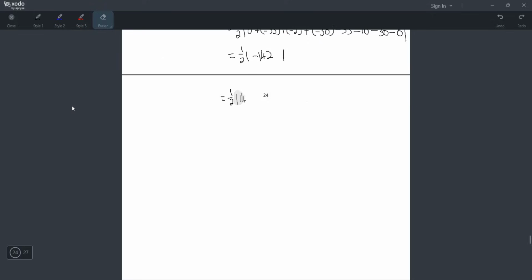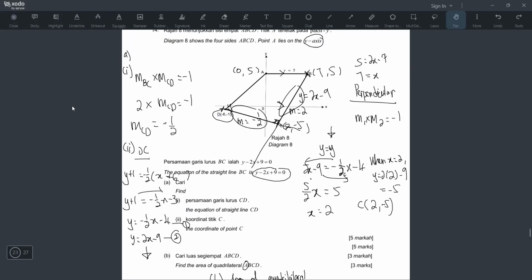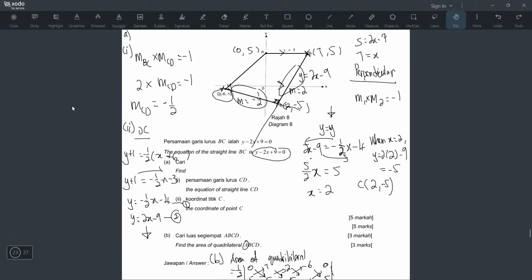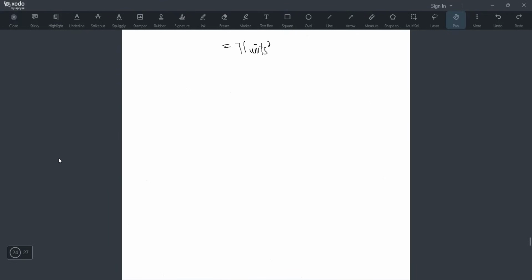Okay, then it means you don't have to write modulus already. Just times 1/2 like that. And then divide by 2 is 71. And don't forget to write unit square since this is area. This is area, so I have to write unit square. I don't think you have to write cm or anything, because everything is just in unit, so you just write unit square. Okay, done.